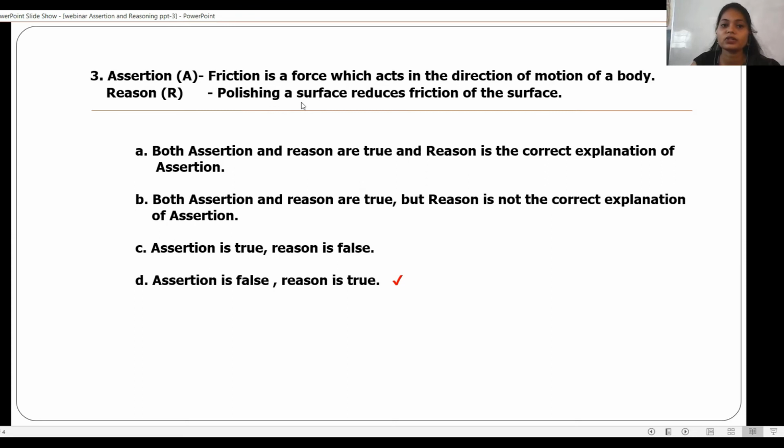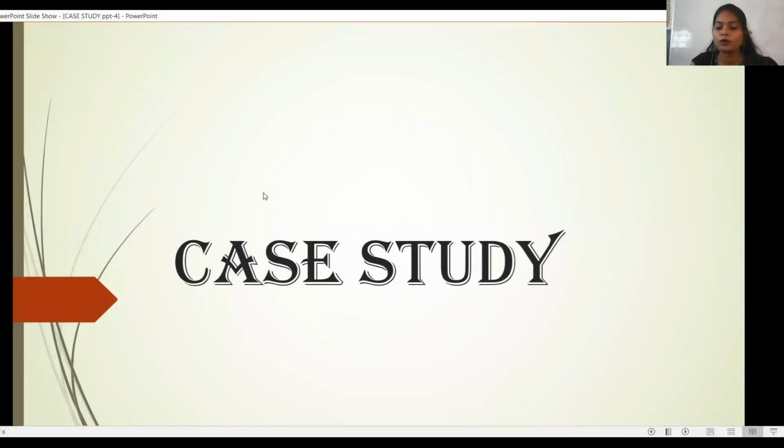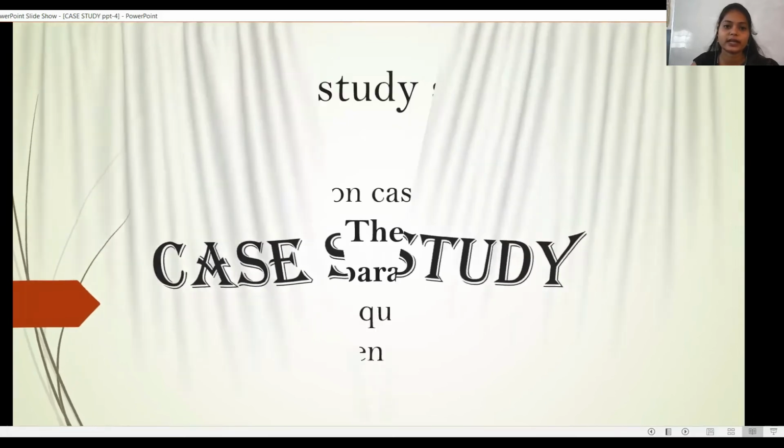And the reason is: polishing a surface reduces friction of the surface. And the reason is correct. So here we will choose the option which states that assertion is false and the reason is true. Now, moving forward, we will discuss case study questions. Let's look at the example.